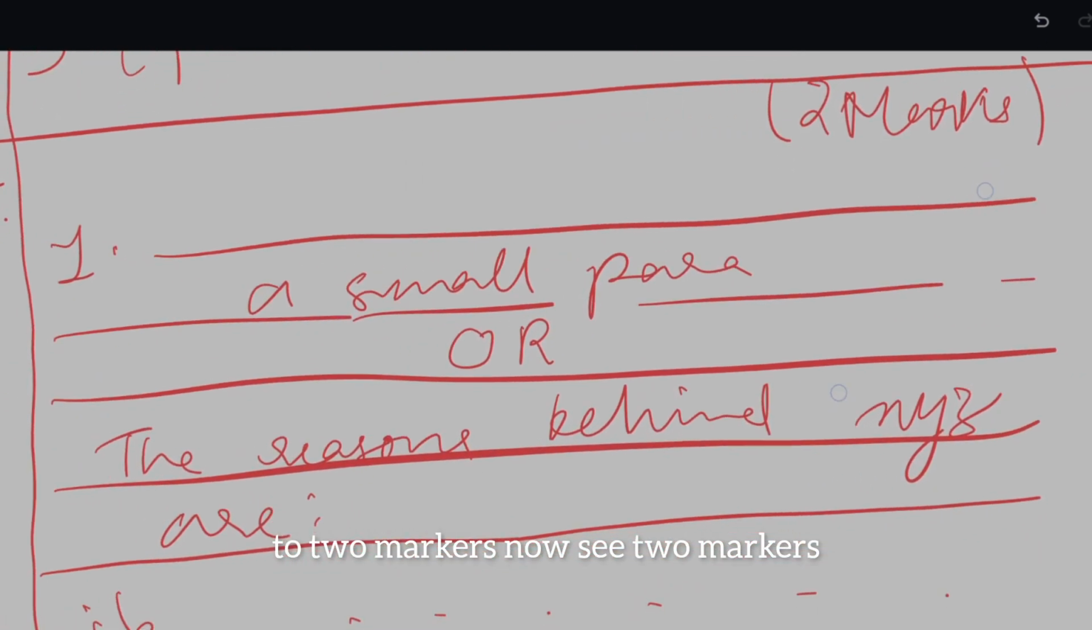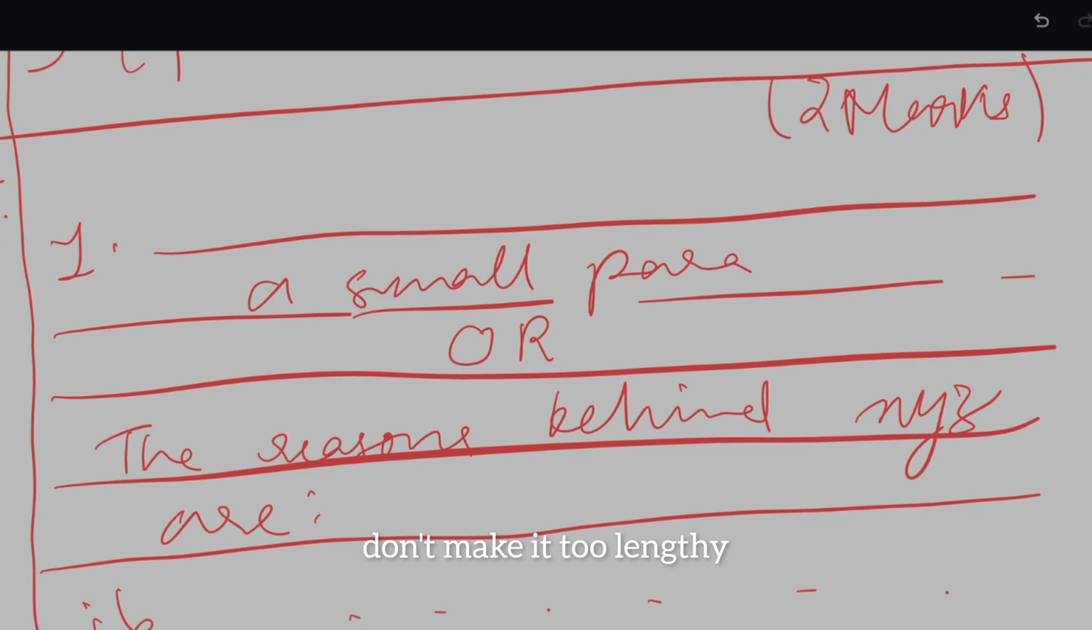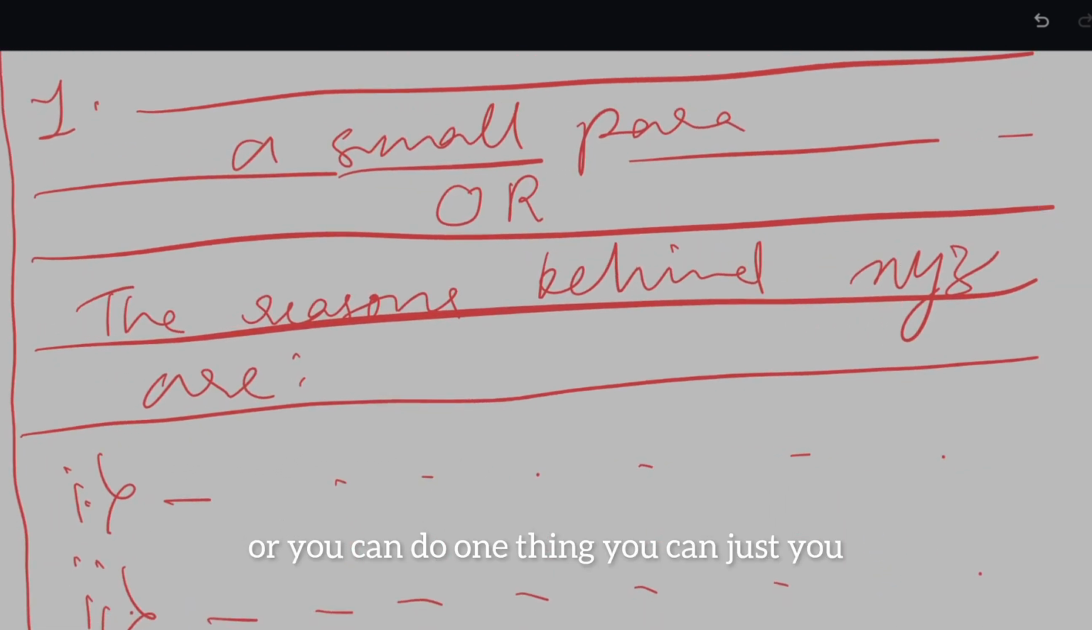Now, see, 2 markers, don't make it too lengthy, but at the same time do not make it just 2 lines. That would be pointless. It can be a small paragraph, at least 4 to 5 lines. Or you can do one thing: you can just give an introduction, like the reasons behind XYZ are these, and then give points 1, 2.